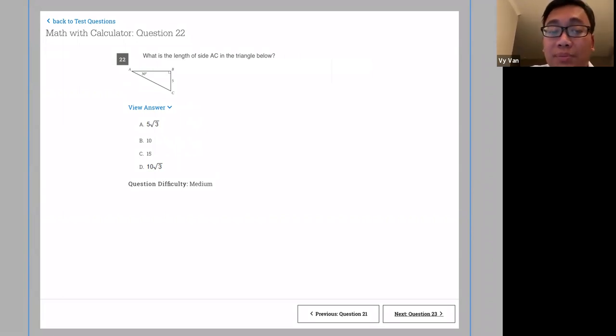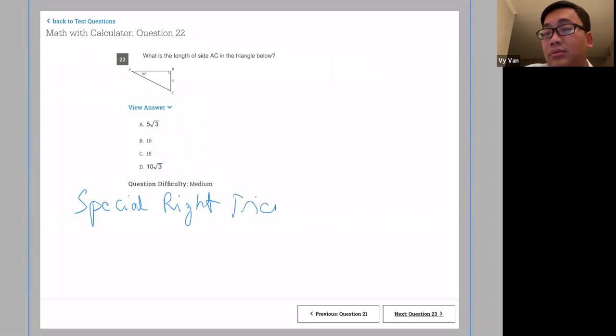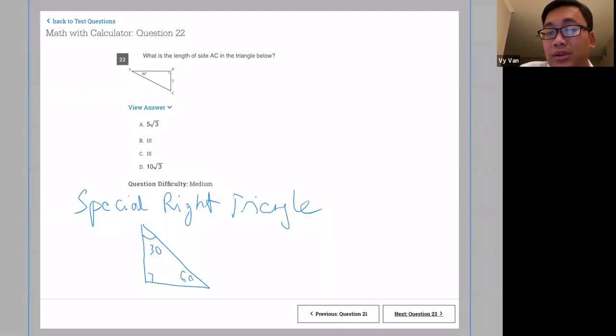Well, this is a special right triangle type question. The good news is the formula for special right triangles is on the formula chart, so you don't have to memorize it. And this is actually a 30-60-90 degrees triangle.